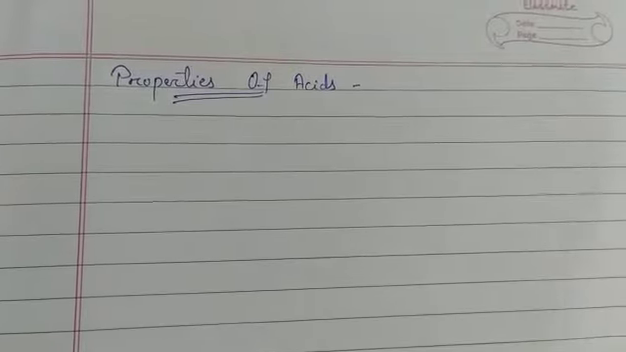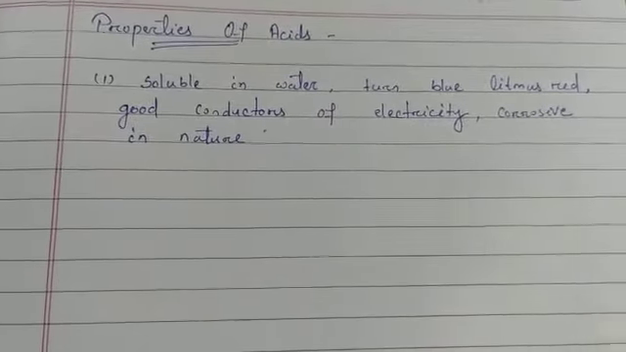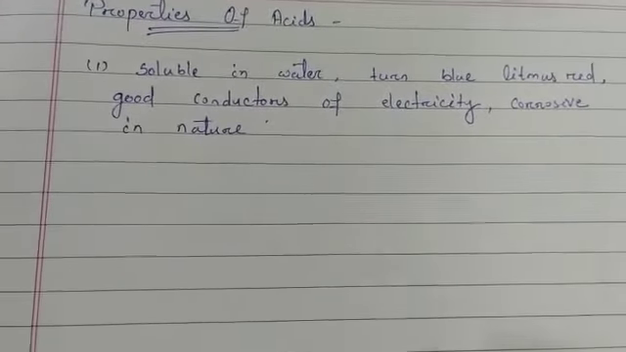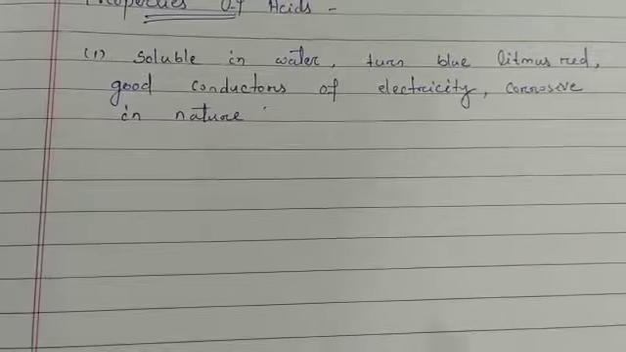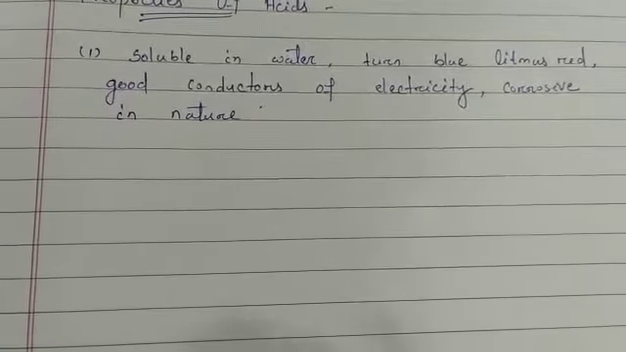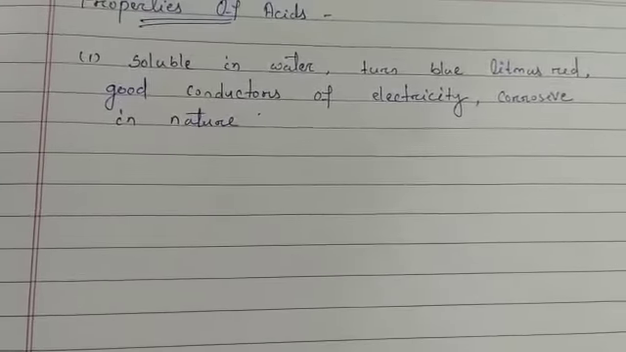So these are the basic properties of the acids. They are soluble in water, they turn blue litmus red, they are good conductors of electricity, and corrosive in nature. Next, acids react with metal carbonates and metals.